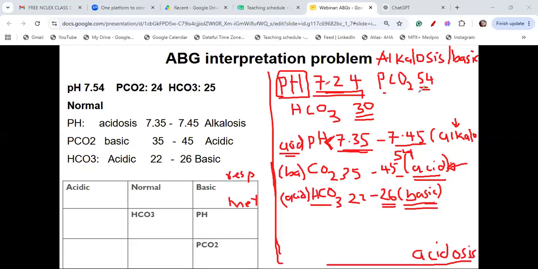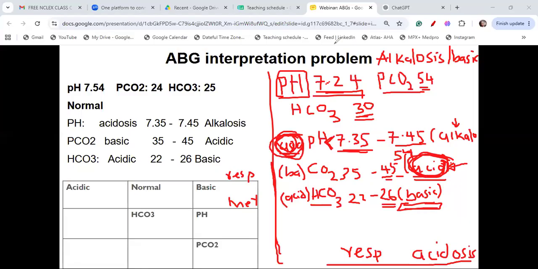The next thing is to look at the CO2. Our CO2 is more than 45. It is 54. It is acidic. And our pH is acidic. So we are saying that these two are matching. You have acidic on the pH, you have acidic on the CO2. So the name changes to respiratory acidosis. Lastly, you have the bicarbonate of 30. 30 is basic. So you cannot go for 30 because your pH is already showing you that whatever is causing this is acidic in nature. Is that clear?